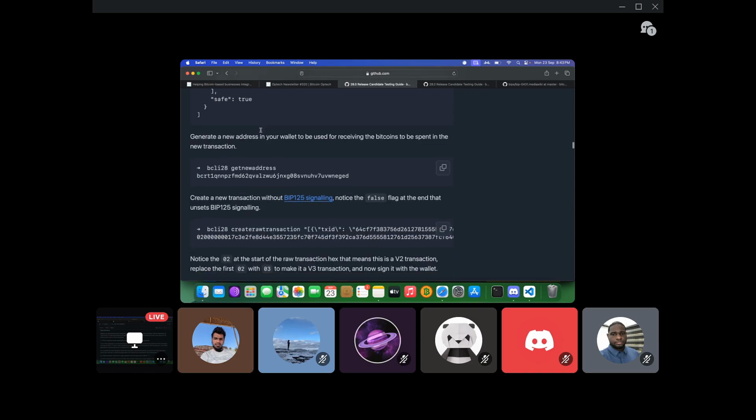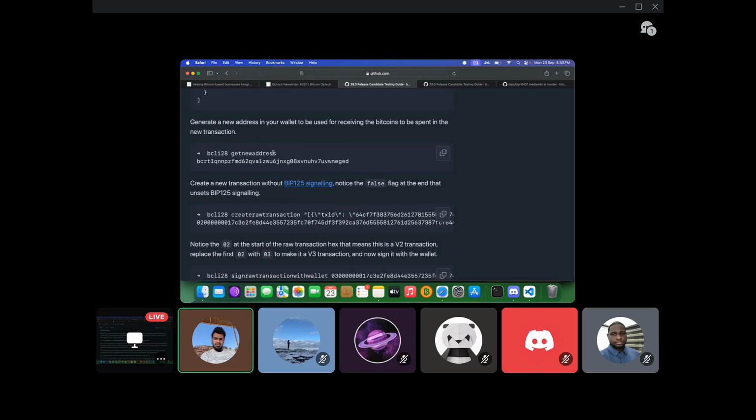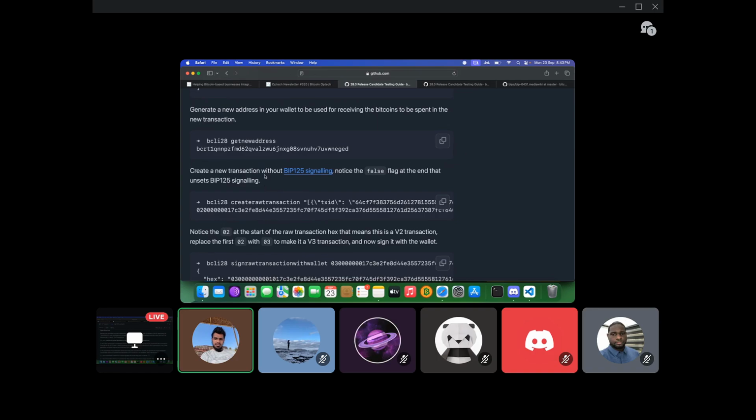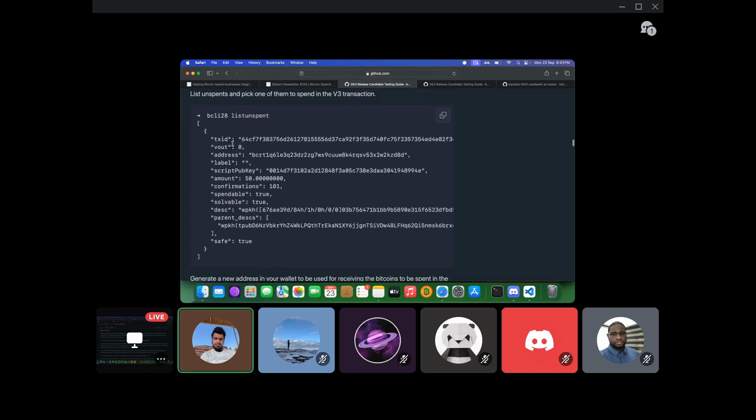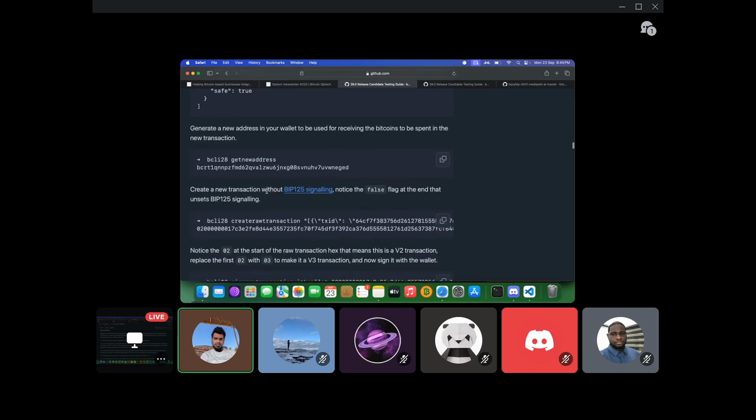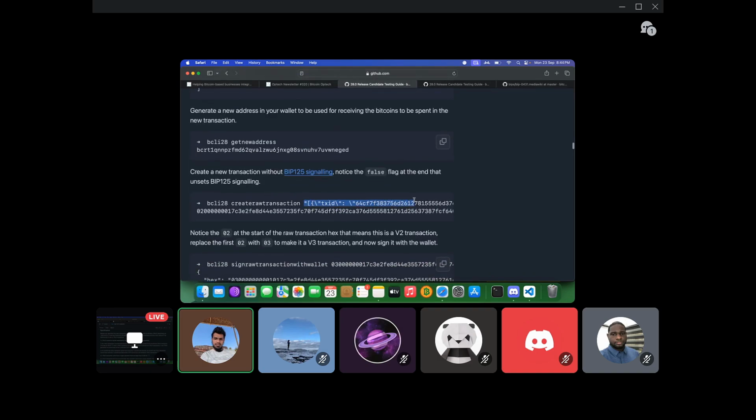What do you do then? You create a new address. Okay. Now you create a new transaction without BIP 125 signaling. Okay. Notice the false flag at the end that unsets BIP 125 signaling. So now you create a transaction. You took a TXID, an unspent TXID from your wallet, and now you're creating a transaction. This is how you create a transaction.